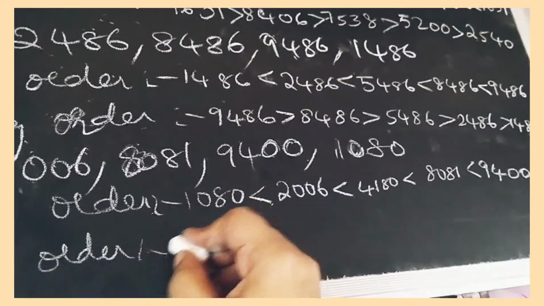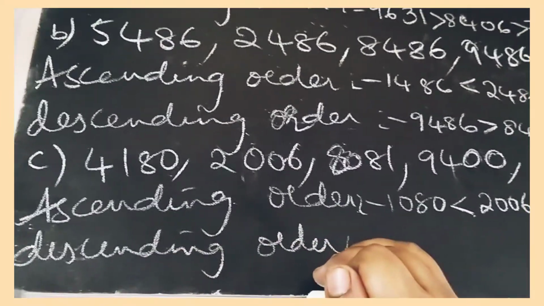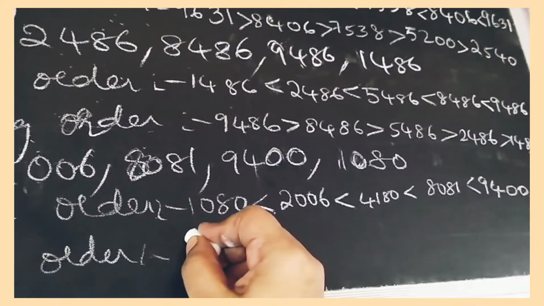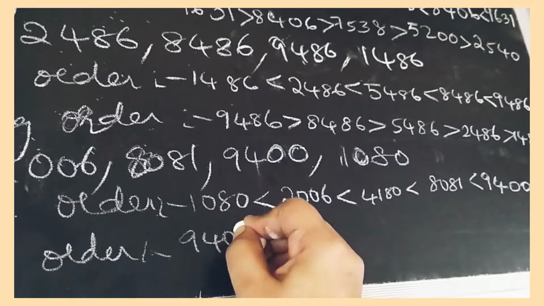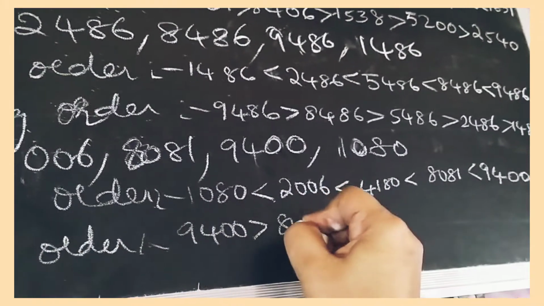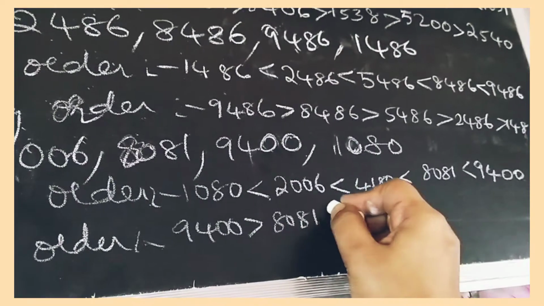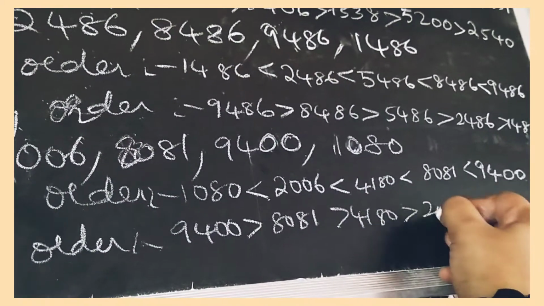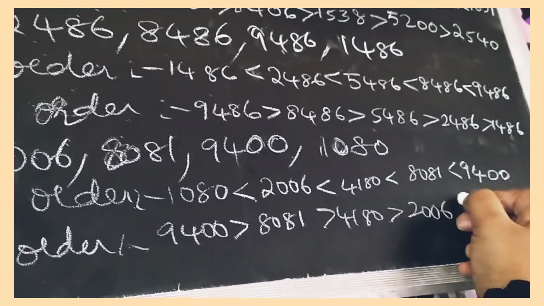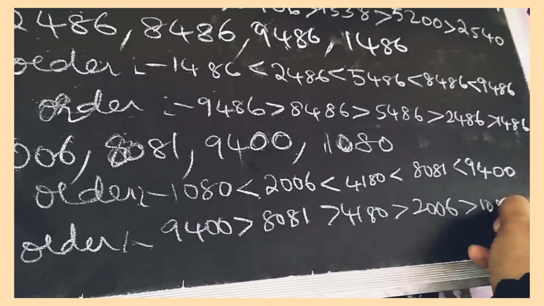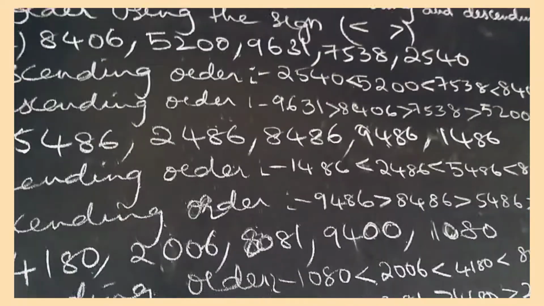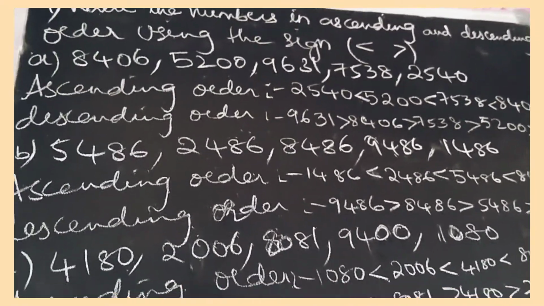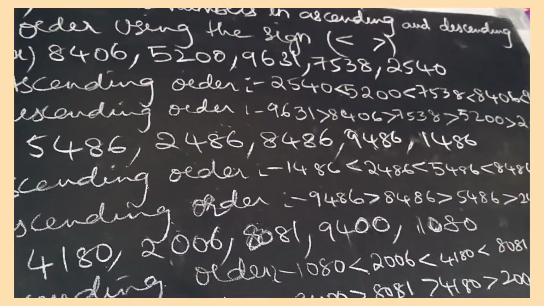Then in descending order, again big to small: 9400, then 8081, then 4180, then 2006, then 1080. Like this you have to represent ascending and descending order with symbols.